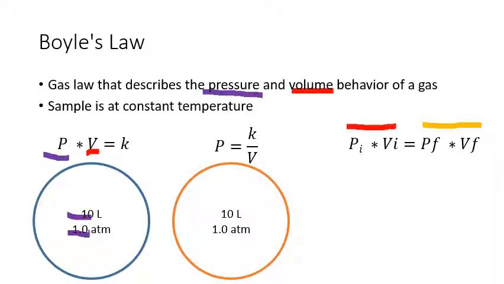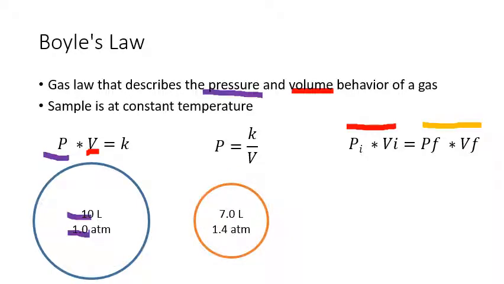But if we were to change the volume of this container, so maybe this is a cylinder that we can push on and change the shape of, and make it smaller, but leave all the gas inside, so the gas isn't allowed to leave. Our new volume is only 7 liters. We've gone from 10 liters to 7 liters. What would happen is we would see the pressure inside the container increase because the same amount of gas is now in a smaller container.